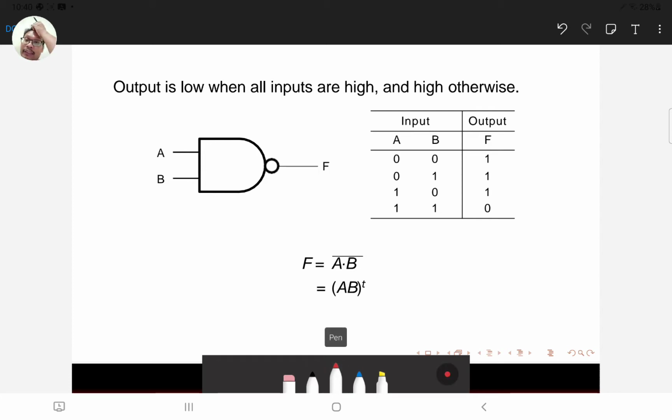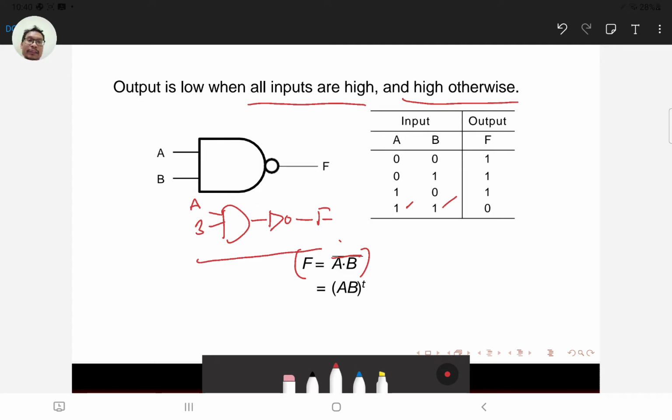So let's see how the NAND gate functions. For a NAND gate, the Boolean expression is F = (A · B) with a bar. Basically we can think of it as an AND gate with a NOT at the end. If you look at the truth table, the output is 0 if and only if A and B are both 1. The output is low when all inputs are high, and the output is high otherwise. This is the only time that the output is 0.